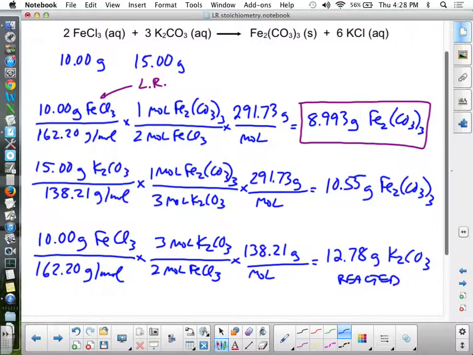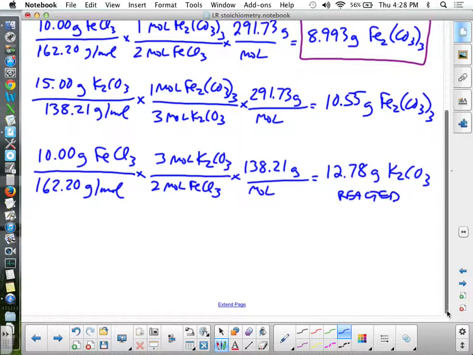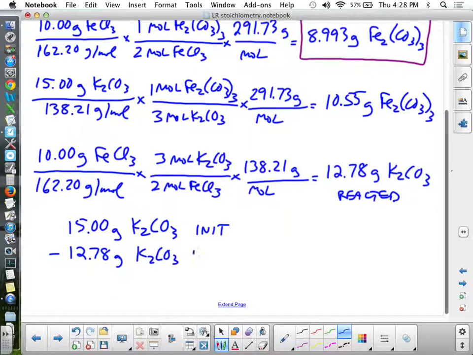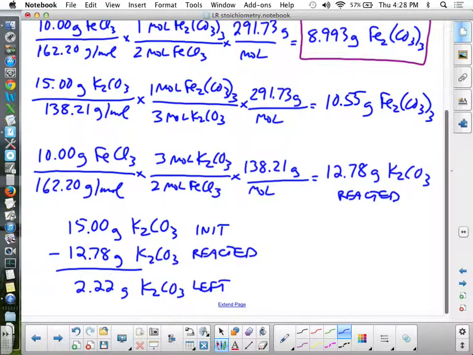What mathematical technique will I use to figure out how much is left? Why, subtraction, of course. 15.00 grams of potassium carbonate that I initially had minus the 12.78 grams of potassium carbonate that reacted gives me 2.22 grams of potassium carbonate left, which, after rounding, is exactly the response that I got before.